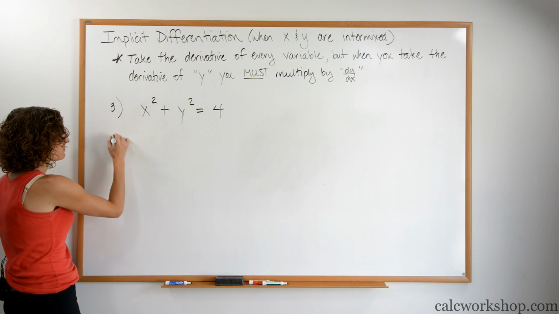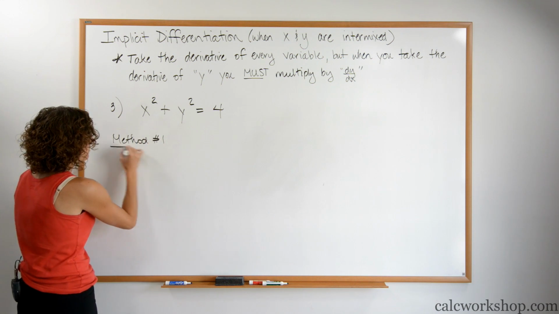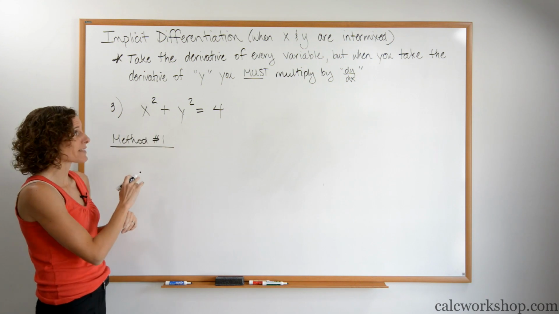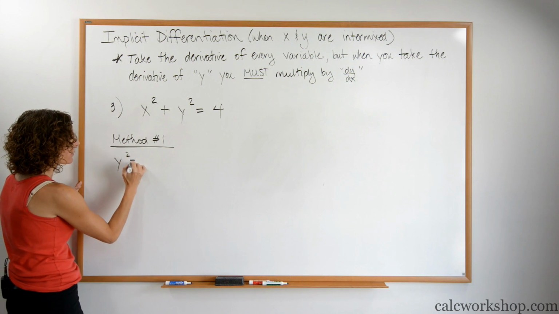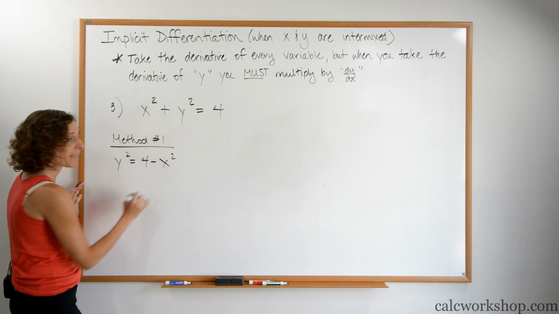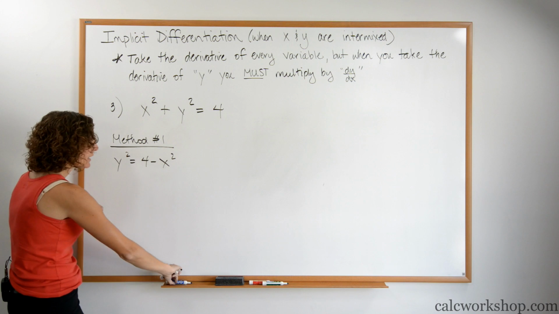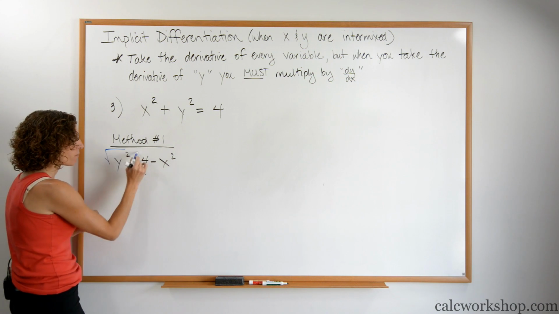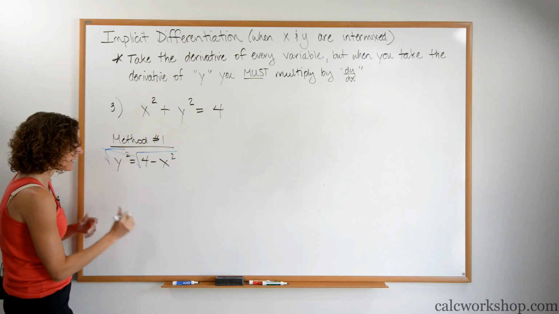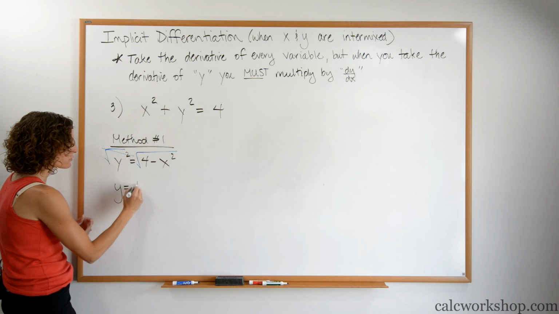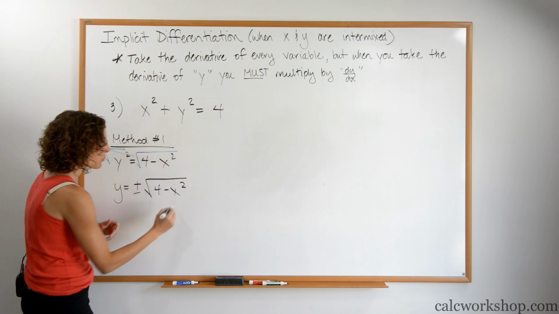So, method 1. We're going to get y by itself. The first thing I'm going to do is subtract the x squared, so we have y squared equals 4 minus x squared. Well, now I've got to get rid of the square, so I need a square root. If I take the square root of both sides, that means I need a plus or minus. So we have y equals plus or minus the square root of 4 minus x squared.